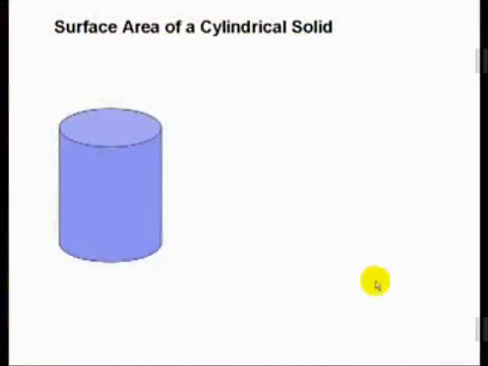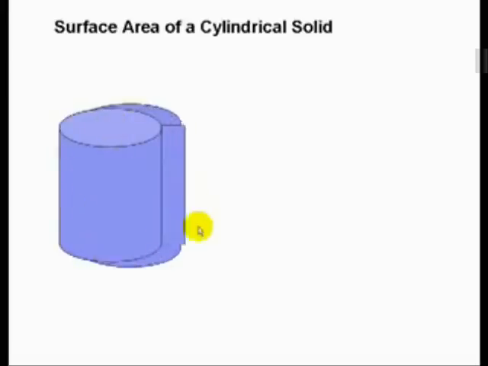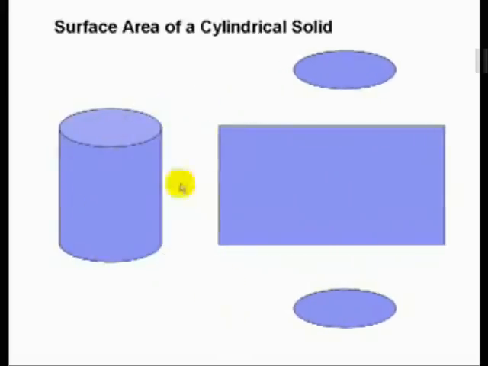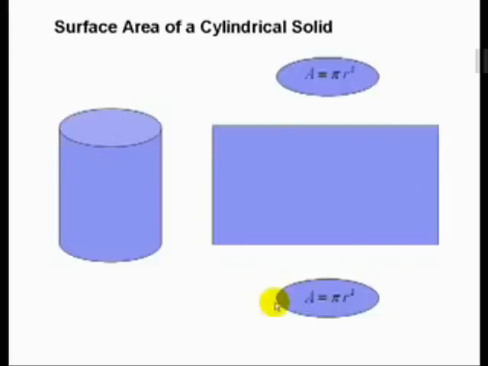I want you to understand how exactly we find the formula for the surface area of a cylindrical solid. Here we see a cylinder, and what we're going to do is separate this cylinder into three parts, three places where we have a surface area: the top, the shell, and the bottom. And so here's the separation. If we unwrap the middle part of the cylinder, what we basically get is a rectangle and two circles.